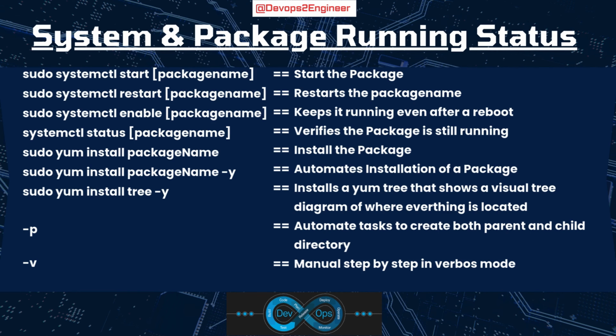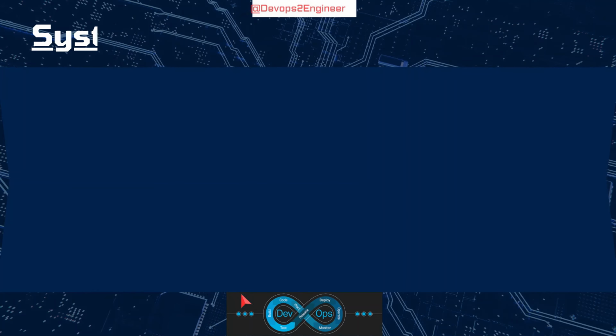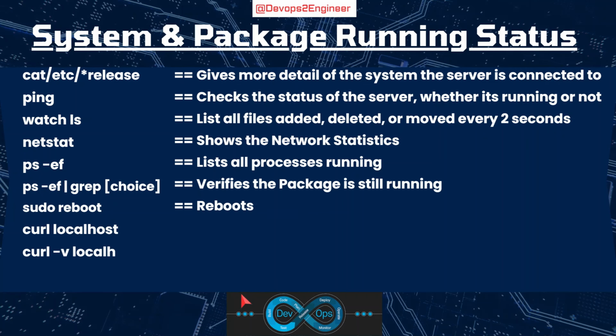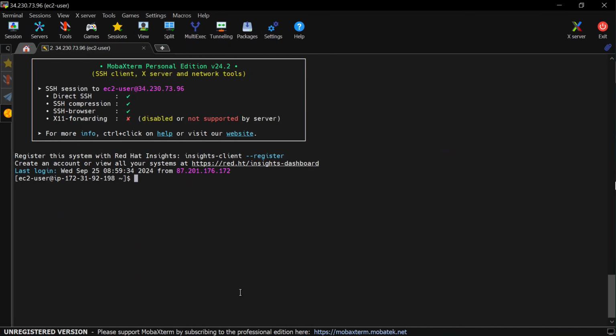Now let's go ahead and practice this in MobaXterm. Alright guys, now we're going to practice this on MobaXterm. First up, let's see what our first command is. Cat /etc/*release. Now we're here in MobaXterm, we're going to practice it.